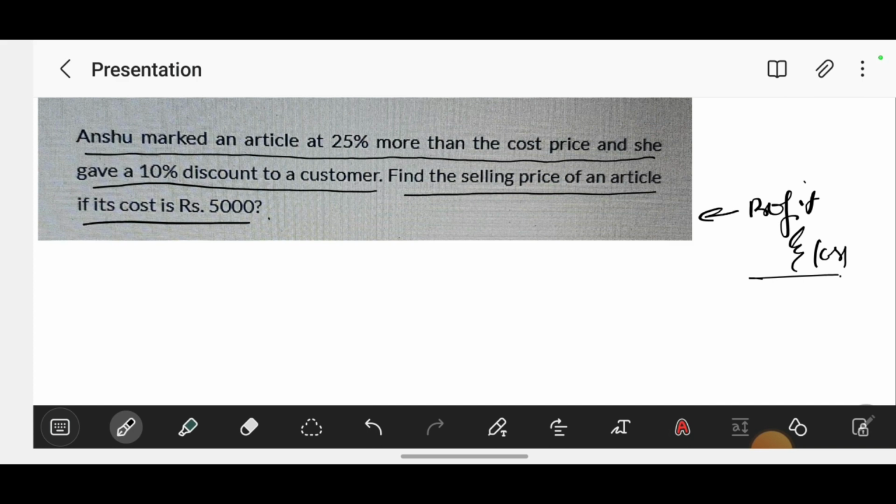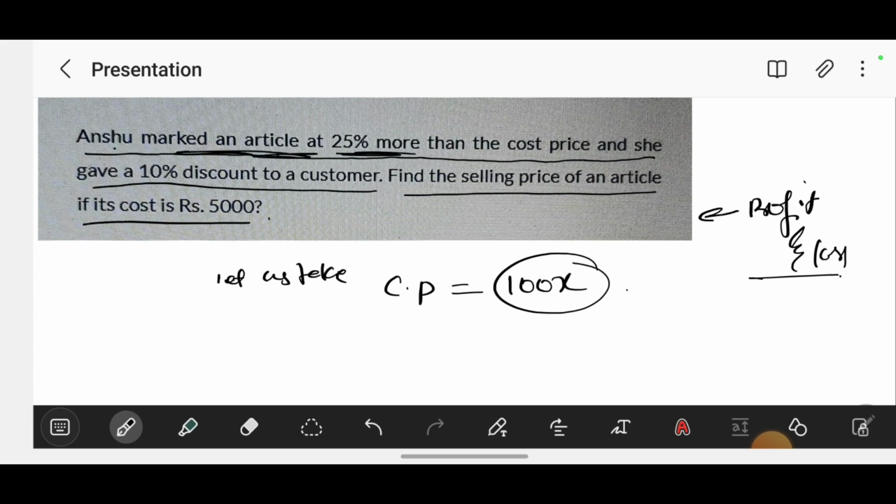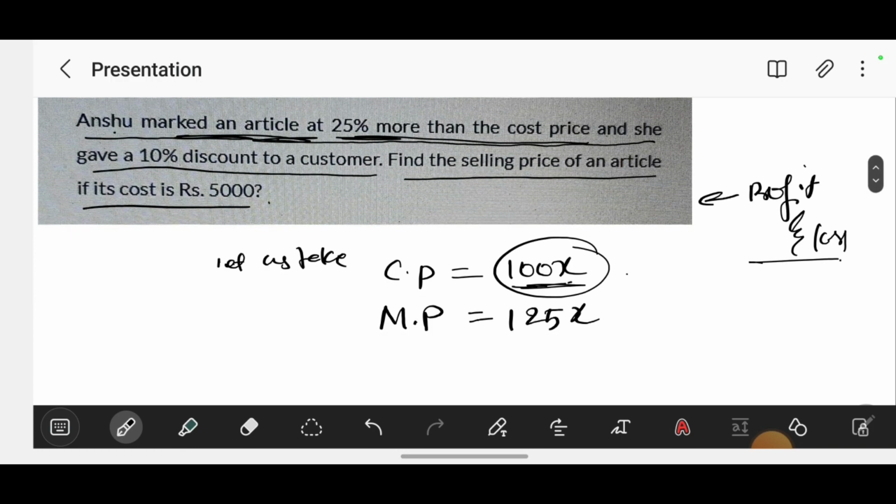Okay, you see this. Let us take cost price as 100x. Anshu marked an article at 25% more than the cost price. That means the marked price is 25% more than 100, so it's 125x, right? And she gave a 10% discount to a customer.